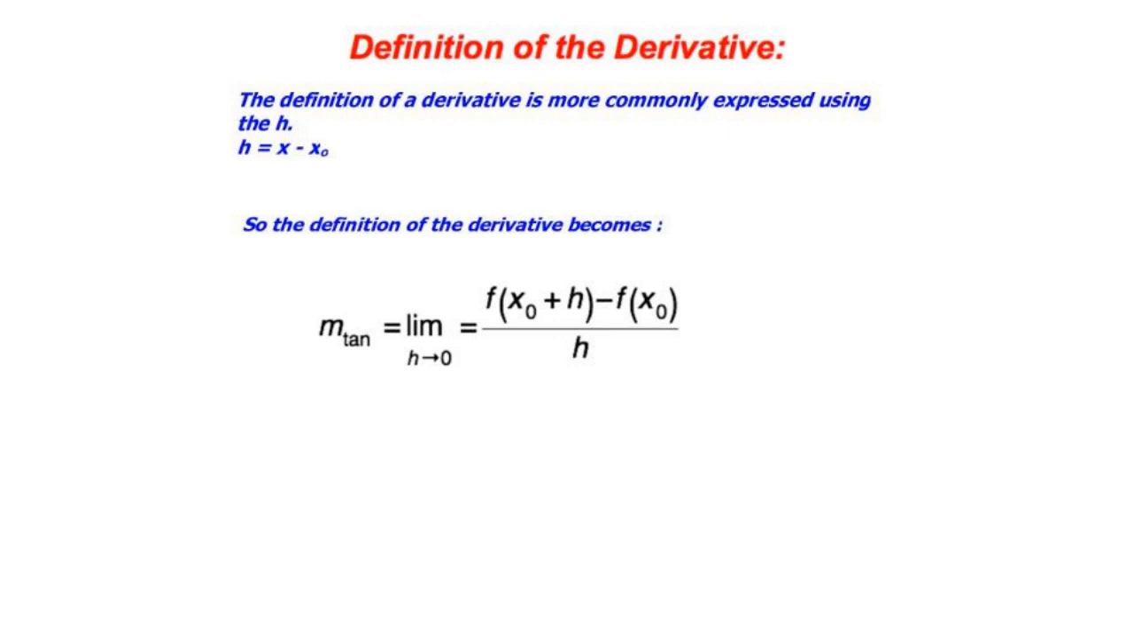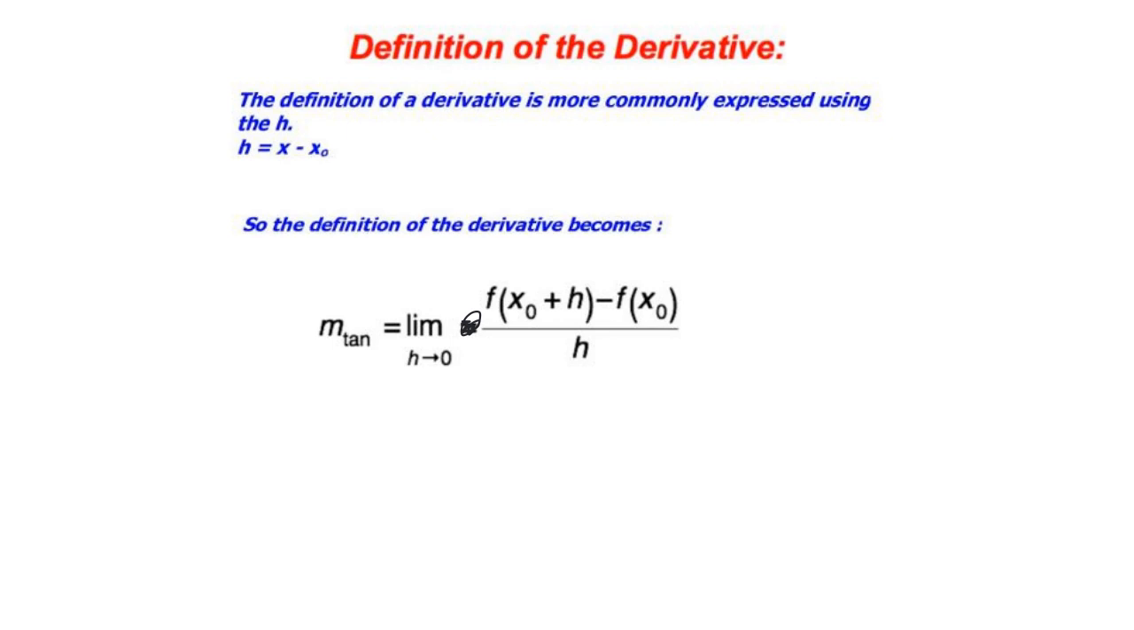So we're going to say that the definition of the derivative is more commonly expressed using the h for x minus x sub 0. So the definition of the derivative becomes m tangent, or the slope of the tangent line, is equal to the limit as h approaches 0 of, there shouldn't be any equal sign, of f of the quantity x sub 0 plus h minus f of x sub 0 over h, where h can't equal 0.